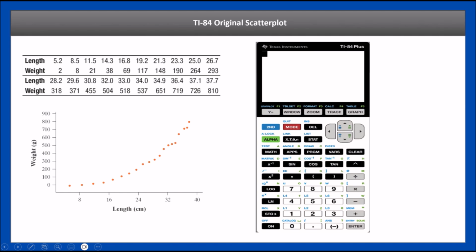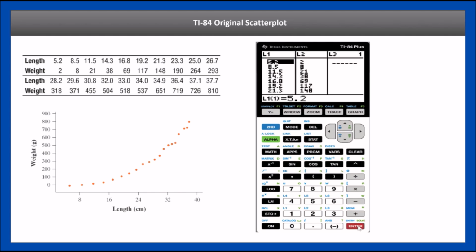So we're going to show you how to do the scatter plot on the TI-84 calculator. This is for the original data. We're going to make the scatter plot of the original data so you can see how it's done. All right, so here we go. We're going to hit stat, and we're going to hit edit. We're going to type in our x and our y values, the lengths and the weights, into the table, into L1 and L2. We're going to quit out of that.